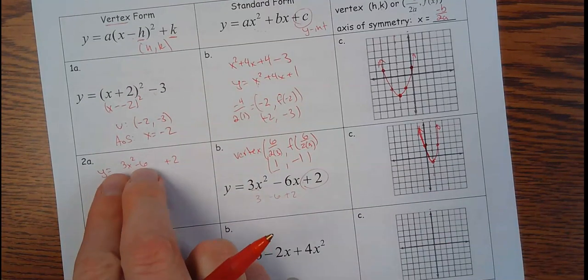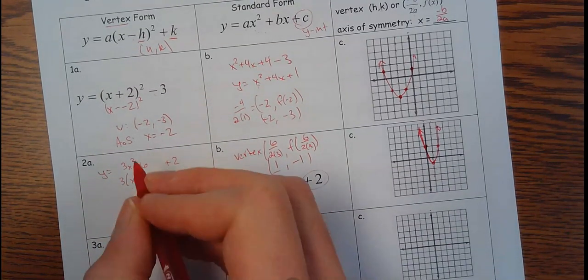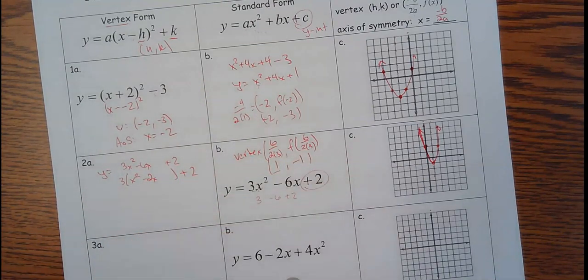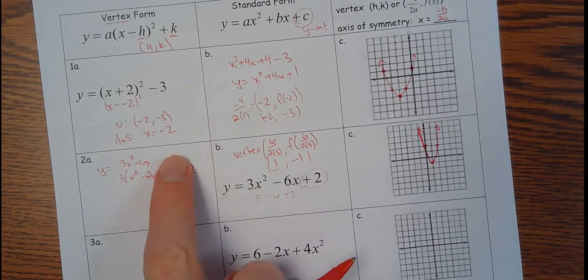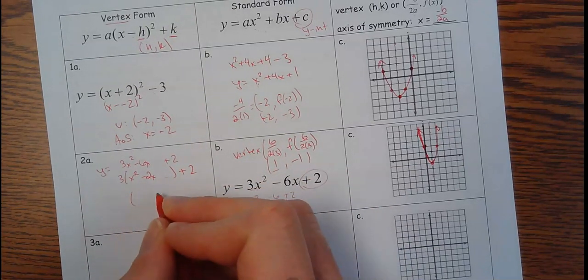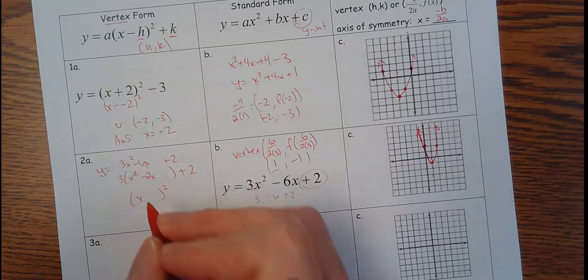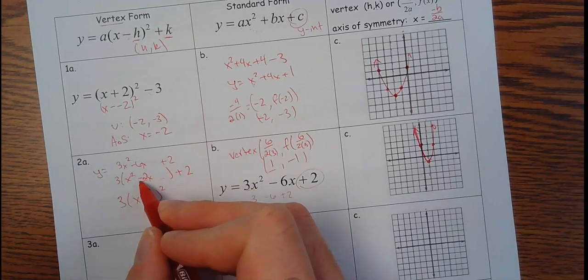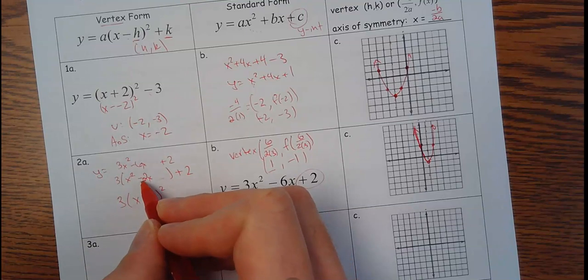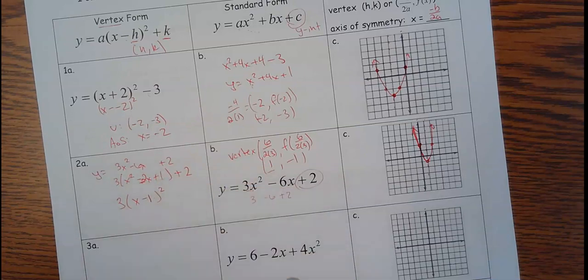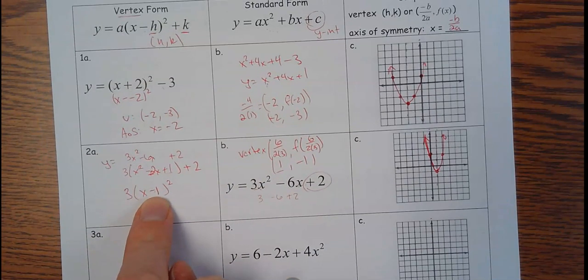I'm going to take a 3 out of both of these. So 3 times x squared minus 2x, plus 2. This plus 2, I didn't do anything with, it's hanging out over here. Now I want to know what number do I put in here to make this a binomial squared, so x plus or minus something squared. That thing is always going to be half of this number squared, and half of this number is actually what goes here. So half of negative 2 is negative 1. Negative 1 squared is 1. Notice x minus 1 squared is x squared minus 2x plus 1.